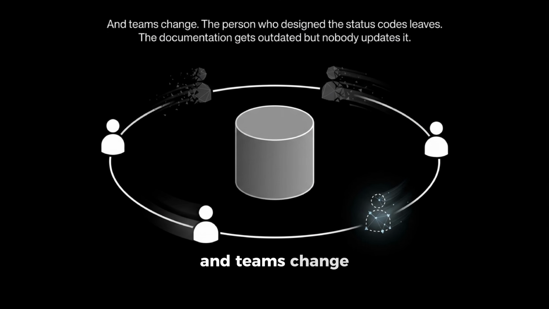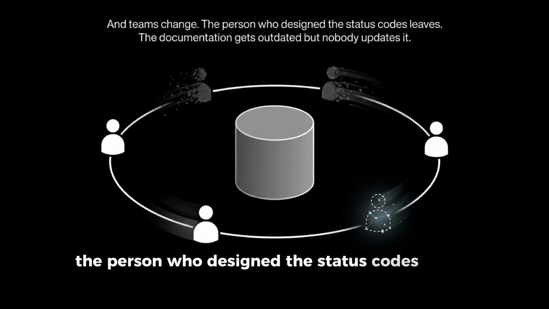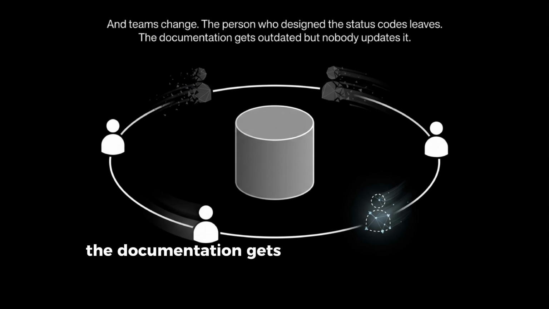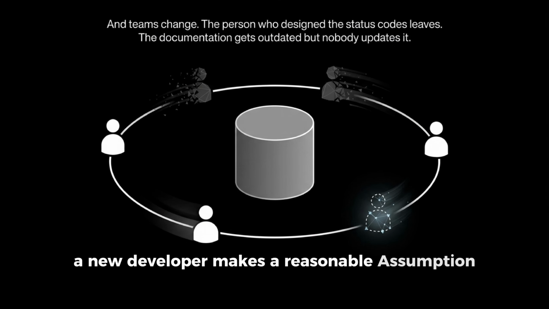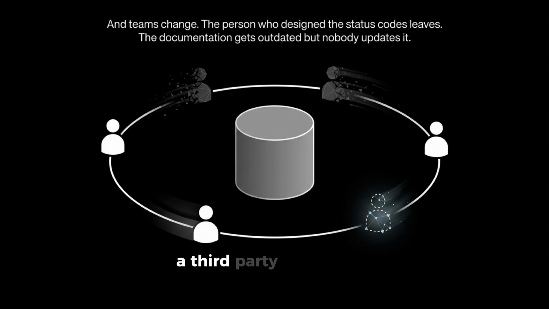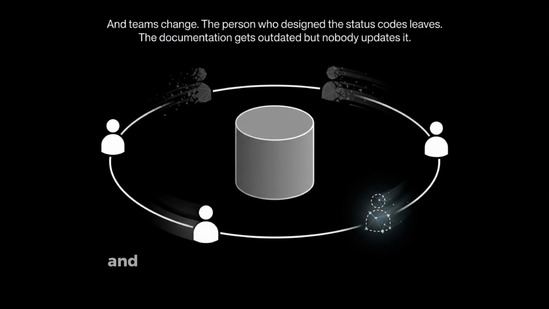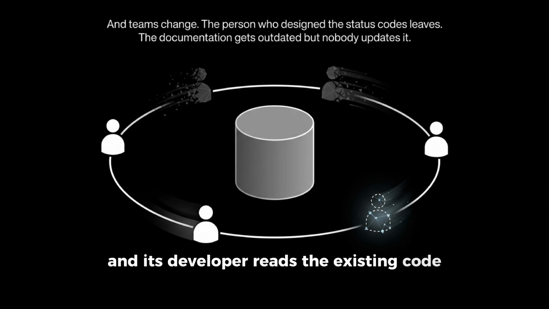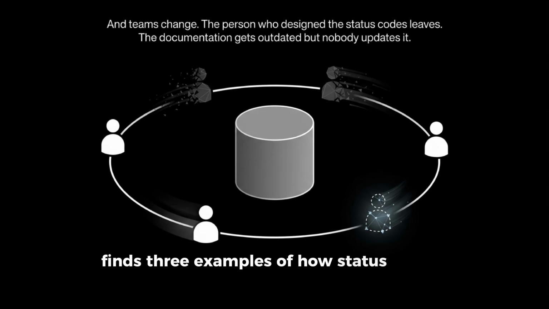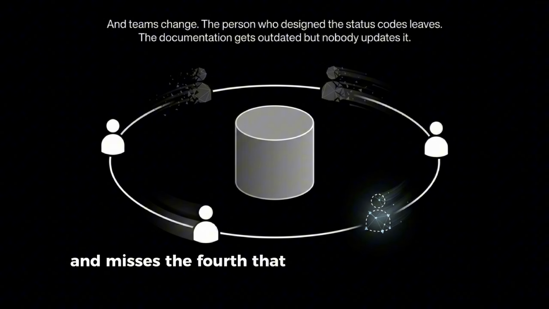And teams change. The person who designed the status codes leaves. The documentation gets outdated, but nobody updates it. A new developer makes a reasonable assumption that turns out to be wrong. A third-party integration reads the column without access to the internal documentation. A new service is added and its developer reads the existing code, finds 3 examples of how status is used, and misses the 4th that contradicts the pattern.